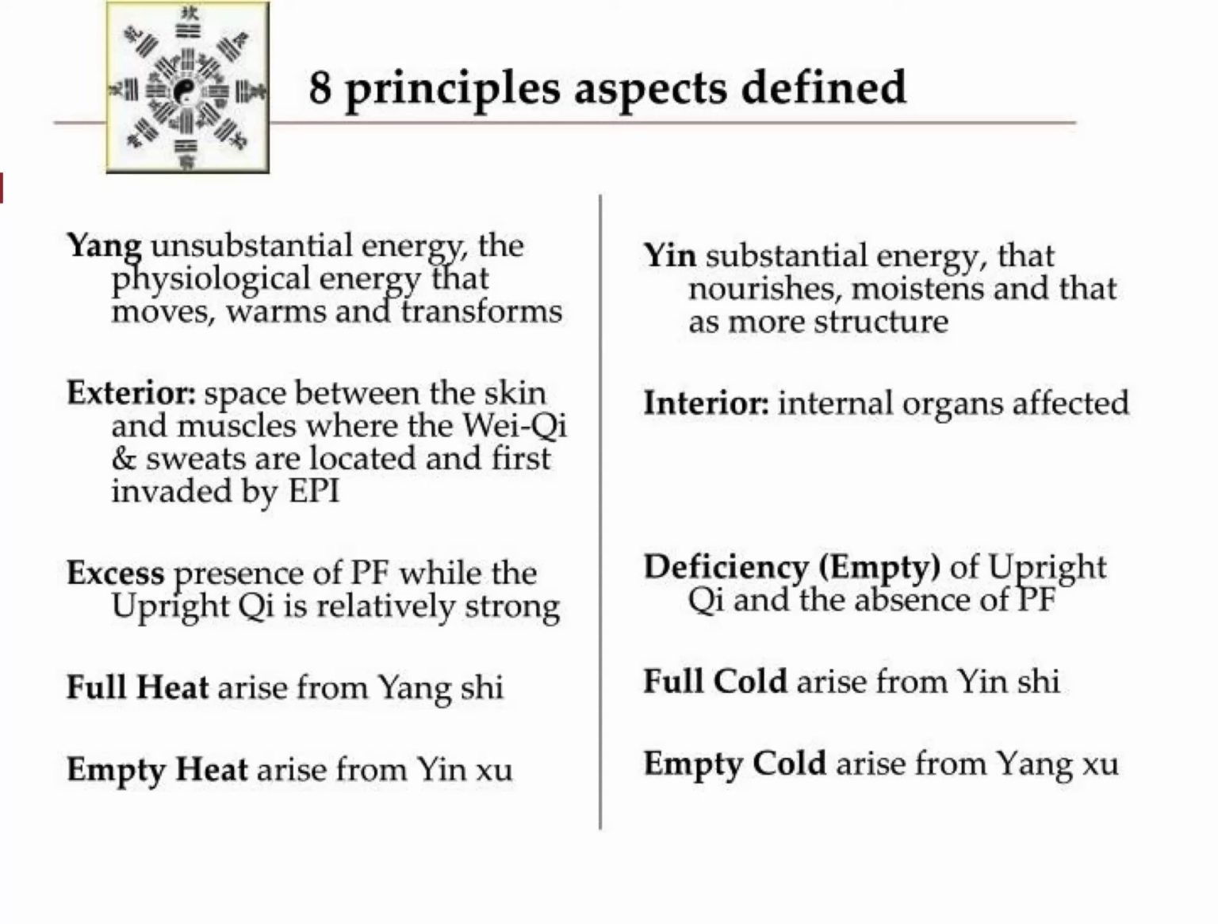Excess is the presence of pathogenic factor, while the upright qi is relatively strong. Deficiency, or empty, actually refers to the upright qi being very deficient, and the absence of pathogenic factor. So even without a pathogenic factor, you still get sick. Full heat arises from yang excess, while empty heat arises from yin deficiency. Full cold arises from yin excess, empty cold arises from yang deficiency.